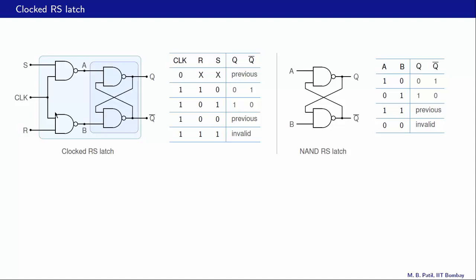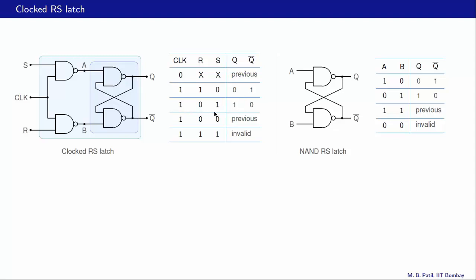When clock is 1, A is S bar and B is R bar. And knowing that, and knowing this table, we can now construct the rest of the entries in this table here, these 4 entries. Let us take R equal to 1. In that case, B would be R bar, that is 0. S equal to 0, A would be S bar or 1. So we have A equal to 1, B equal to 0. That is this row here. That means Q would be 0. And that is what we have over here.